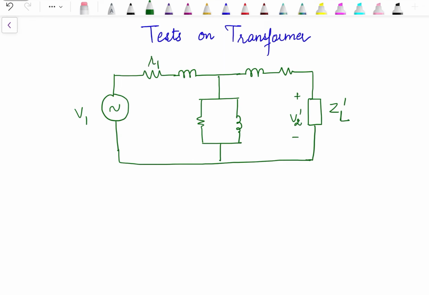R1 is primary side resistance, X1 is primary side reactance, RC is the core loss resistance, XM is the magnetizing reactance, X2 dash is the secondary side reactance referred to primary side, R2 dash is the secondary side resistance referred to primary side. In order to find out the value of these resistances and reactances, we need to conduct the test.